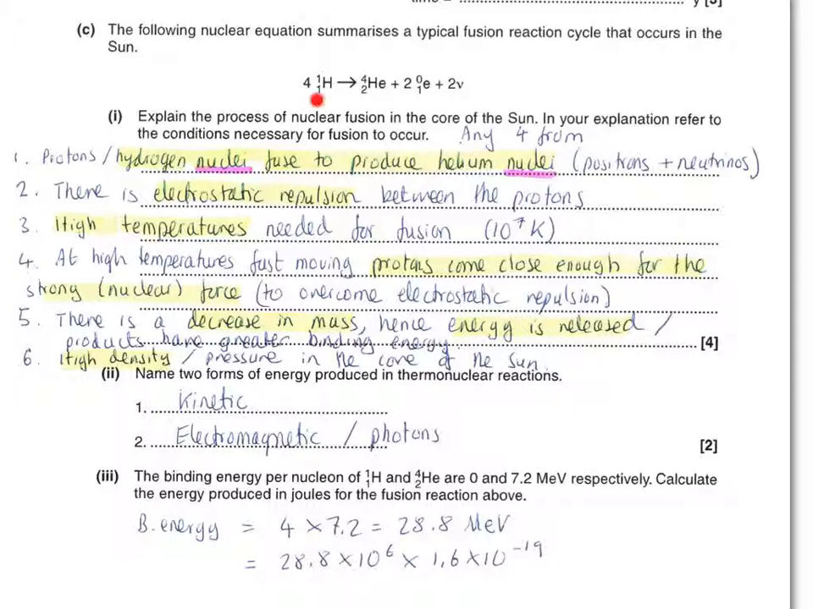Now there is no binding energy associated with the protons. But when we have the helium nucleus formed, we have a binding energy of 7.2 mega electron volts per nucleon. There are 2 protons and 2 neutrons in a helium nucleus, so that's 4 nucleons, so the total binding energy will be 28.8 mega electron volts. Finally, note you are asked for the energy in joules, so you need to convert this.